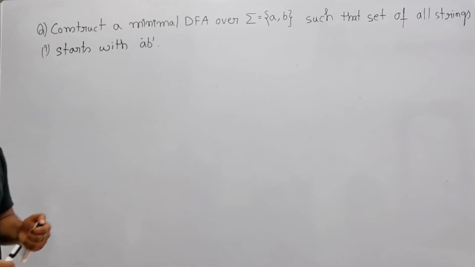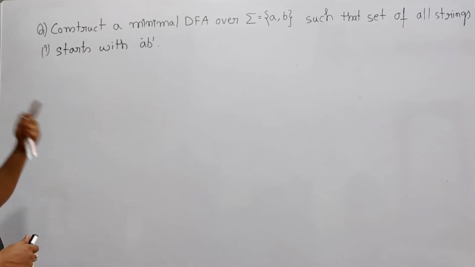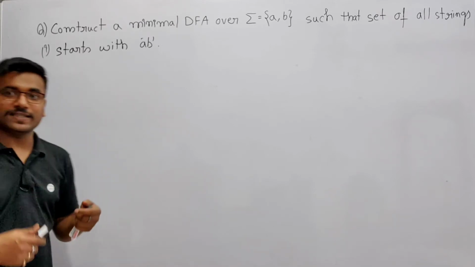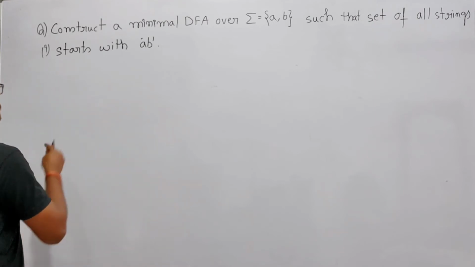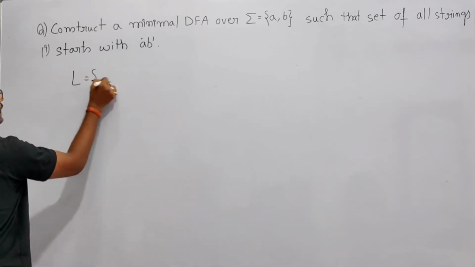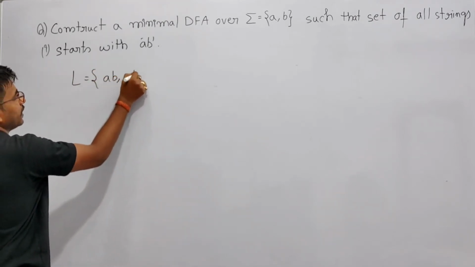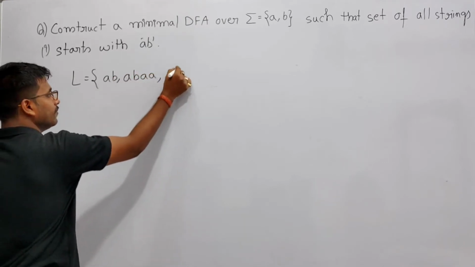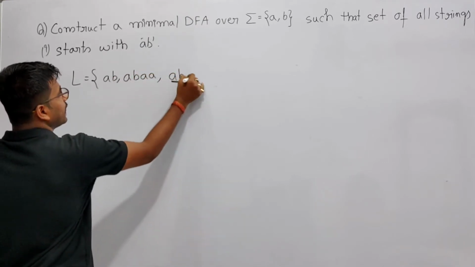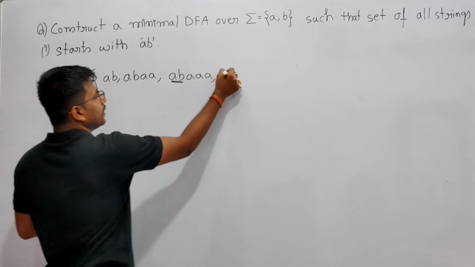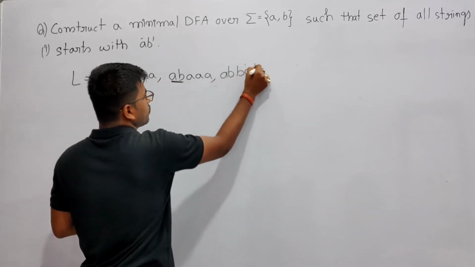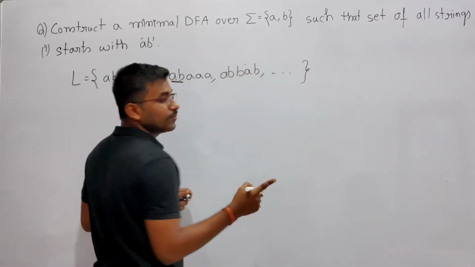Now we will construct a minimal DFA over {a, b} such that the set of all strings starts with ab. Now it should start with ab. So the language contains ab, then abb, aba, that is, after a comes b. So it should start with a, then b, and then any number of a or b. After this, any combination of a and b is allowed, but it should start with ab.